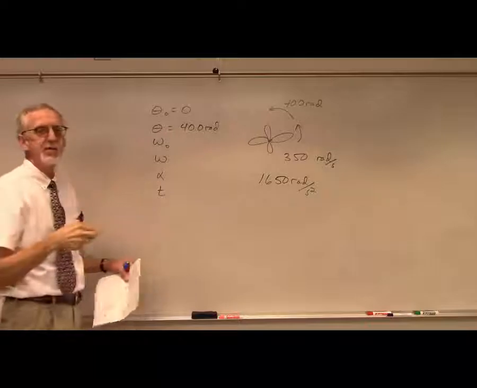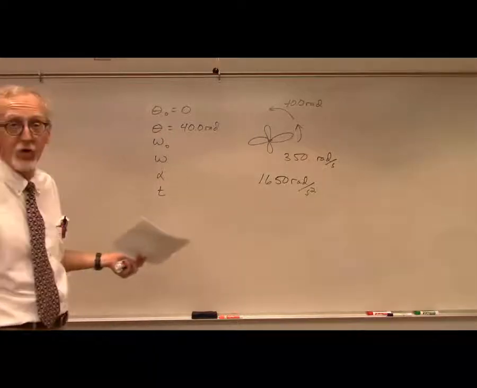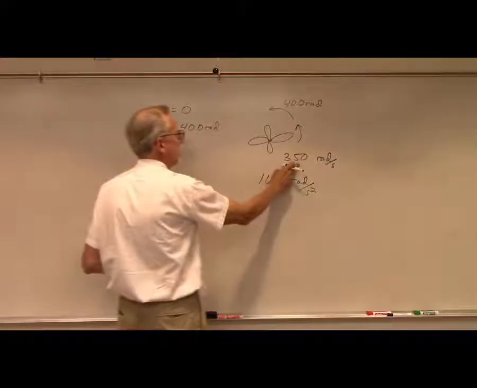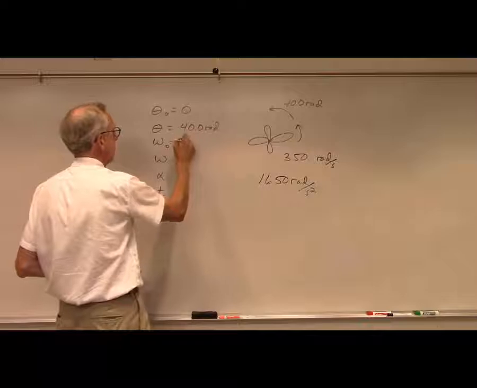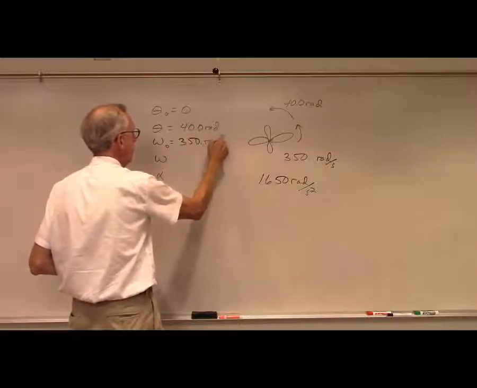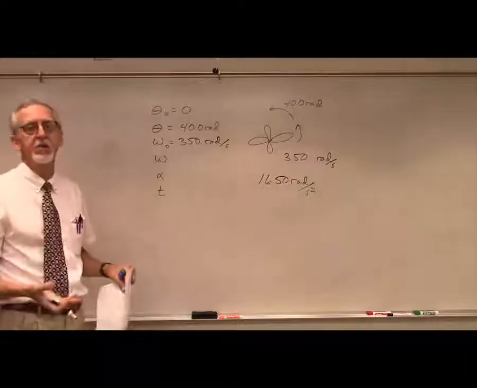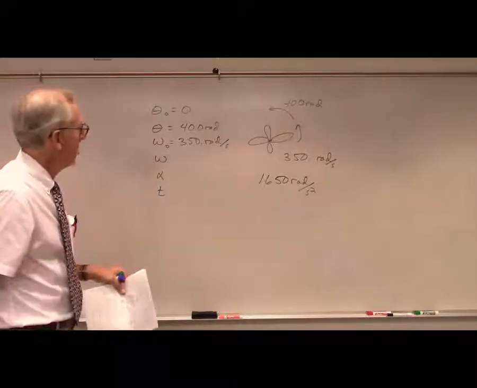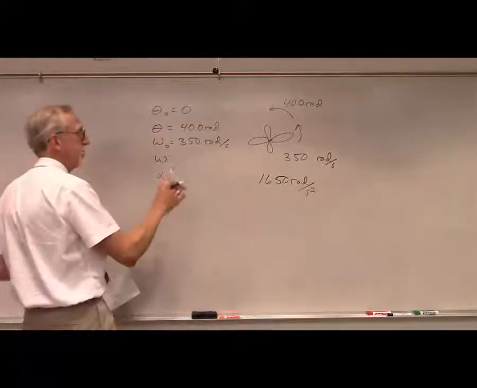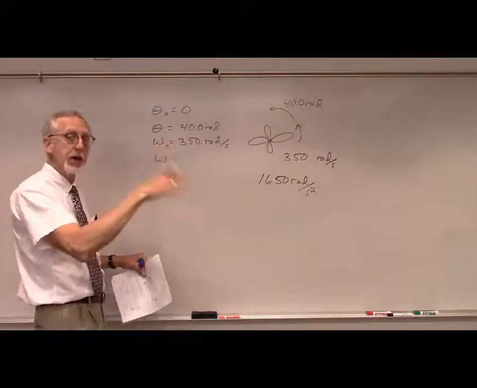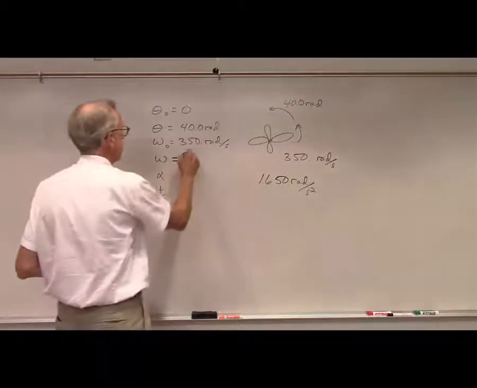Omega naught, what is that? That's the initial angular velocity. Well, do we know that? Well, yeah, that's exactly what the 350 is. So our initial angular velocity is 350 radians per second. Omega, our final angular velocity, do we know that? Well, no, we don't know that, but actually that's what we're looking for. The problem asked for what's the final rate of rotation? Well, that's the final angular velocity. So that's what we're looking for.